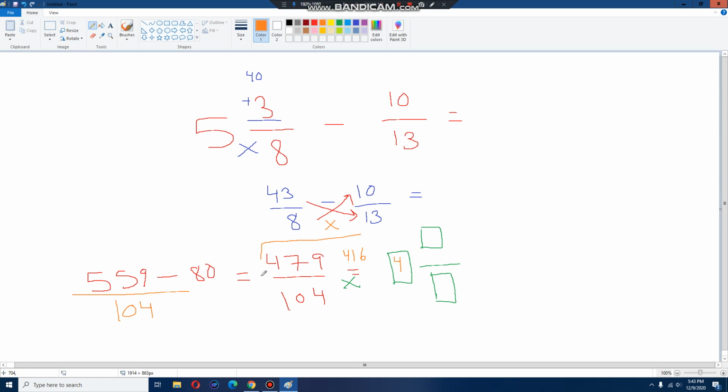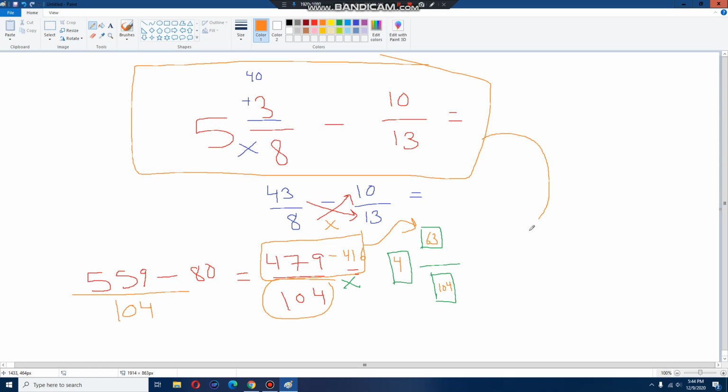So now that I have these two numbers here, I simply subtract them. And when I get that answer, it'll be my numerator. So 479 minus 416 is 63. And there we go. That's my numerator. And this denominator 104 will come down over here. And there we go. The answer, 5 3/8 minus 10 over 13, is equal to 4 63/104. And this is how you add and subtract mixed fractions. Thank you.